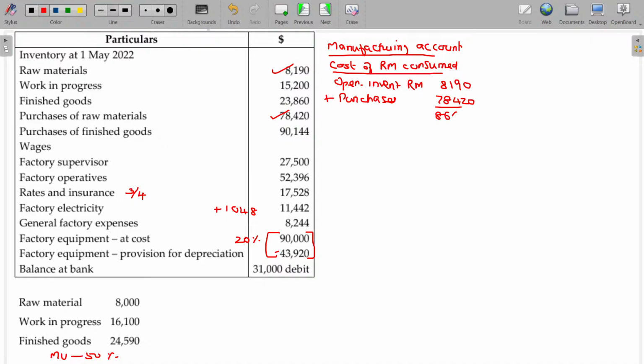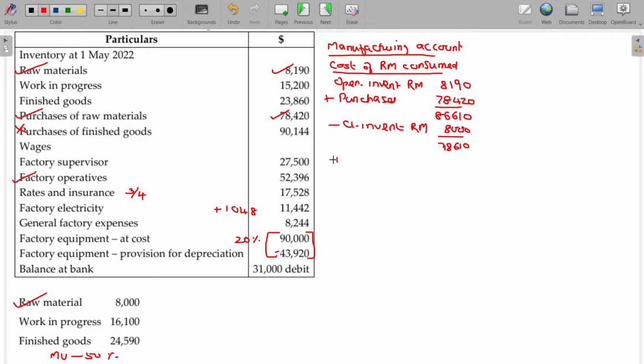Total being 86,610, minus closing inventory of raw material. 8,000 rupees is going to be subtracted. After subtraction, the value being 78,610, and this one is over. This will not come. Wages, under that factory supervisor will come. That is called not factory supervisor, factory operatives will come.